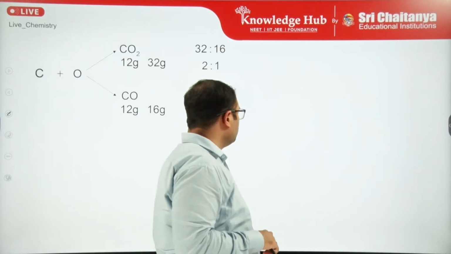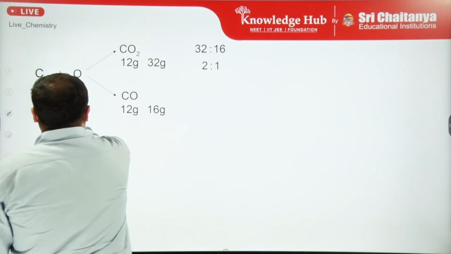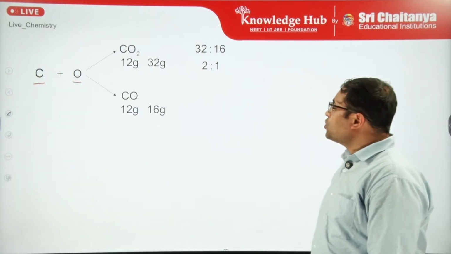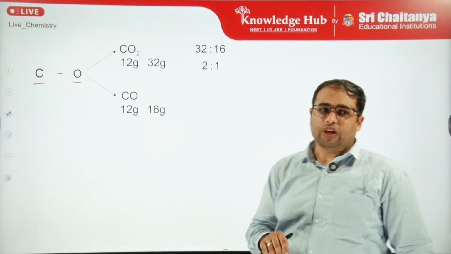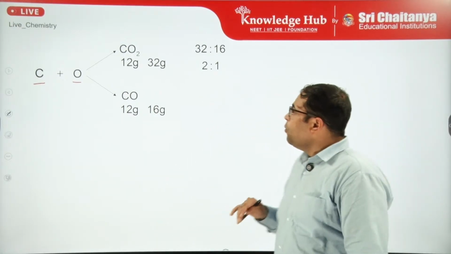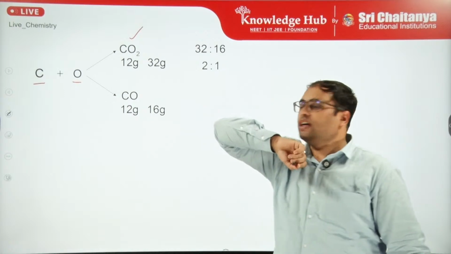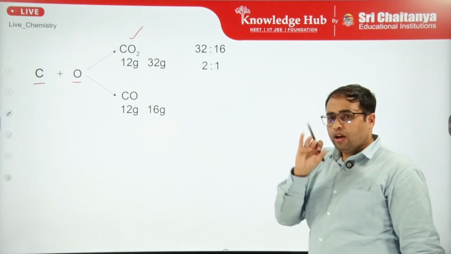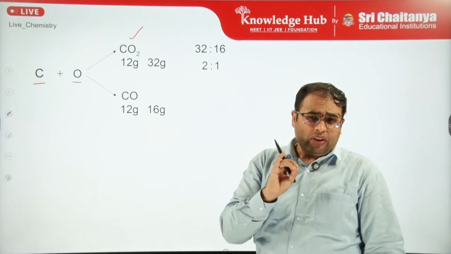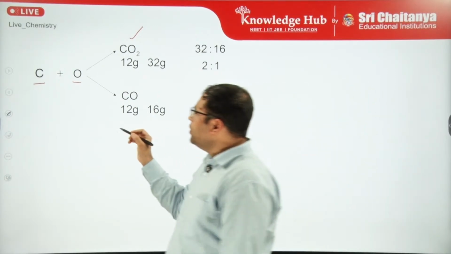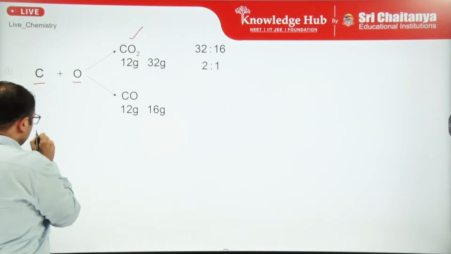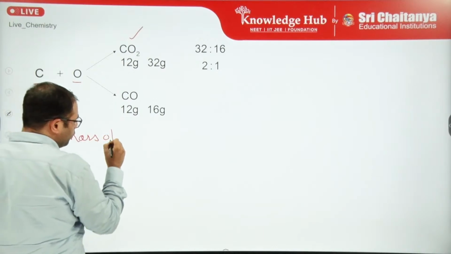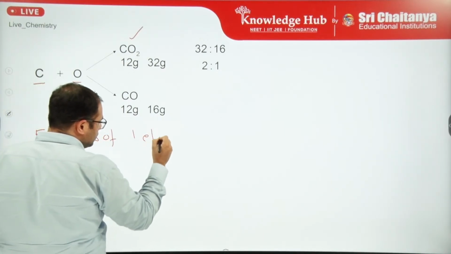So here I have taken the example of carbon and oxygen, right? Carbon and oxygen form two types of oxides. One is carbon dioxide, the other one is carbon monoxide, right? To apply this law, the first step that you have to do is fix the mass. You have to fix the mass of one element.